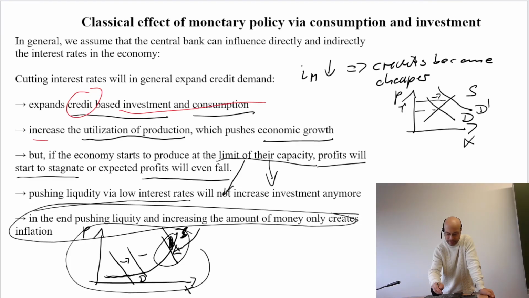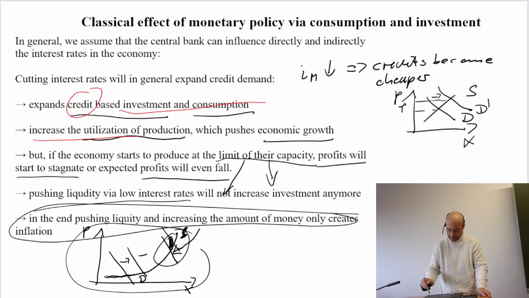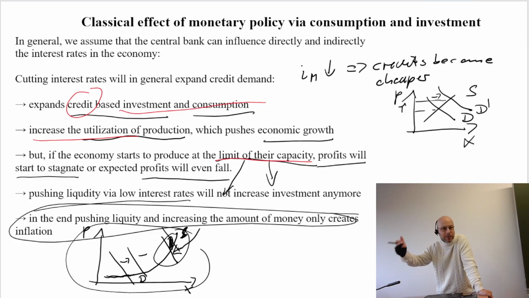This will, of course, then utilize the production. This will, in general, push economic growth because demand is rising. But then, just think of the business cycle. If we are moving to the limit of capacity, then still pushing the economy via increasing demand with low interest rates cannot increase production anymore because we are already at the limit of our capacity.